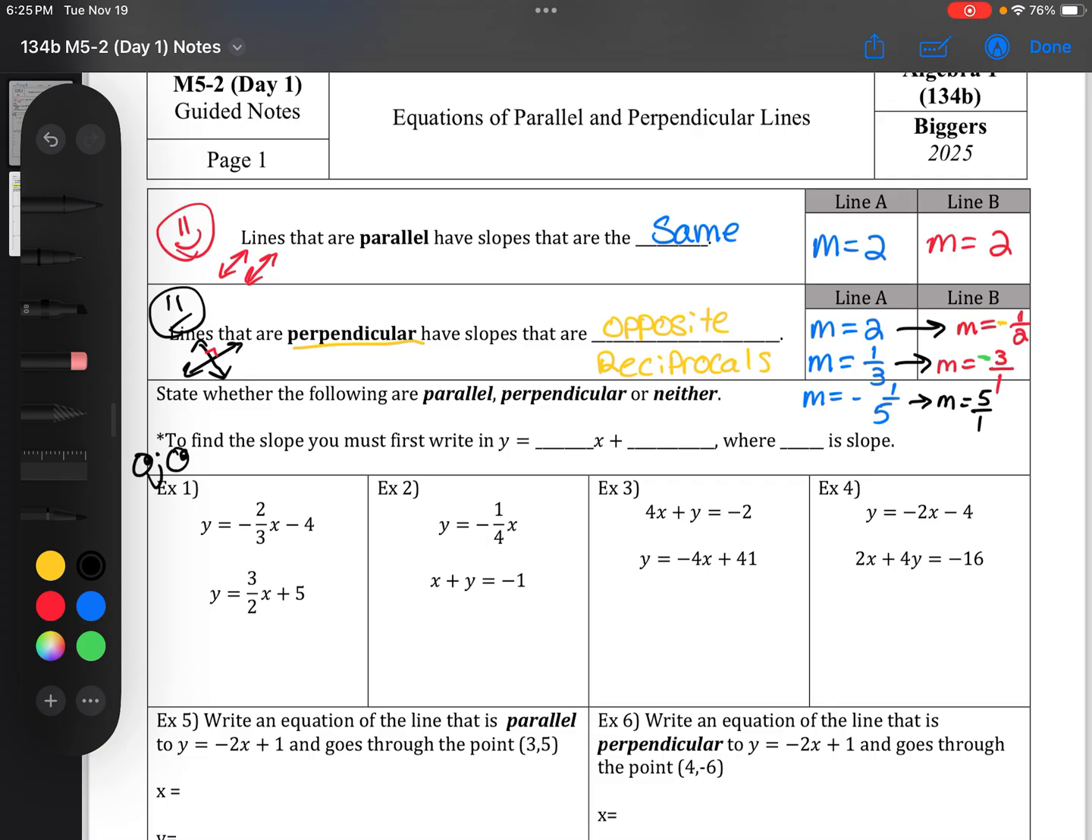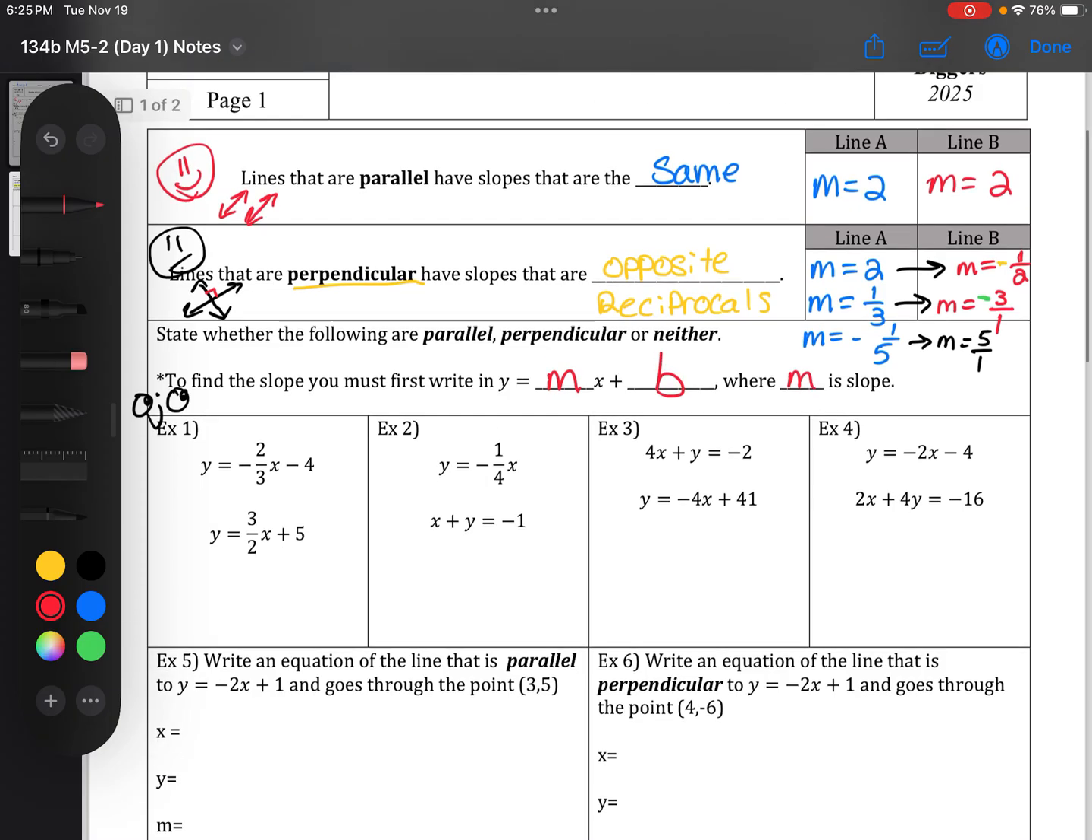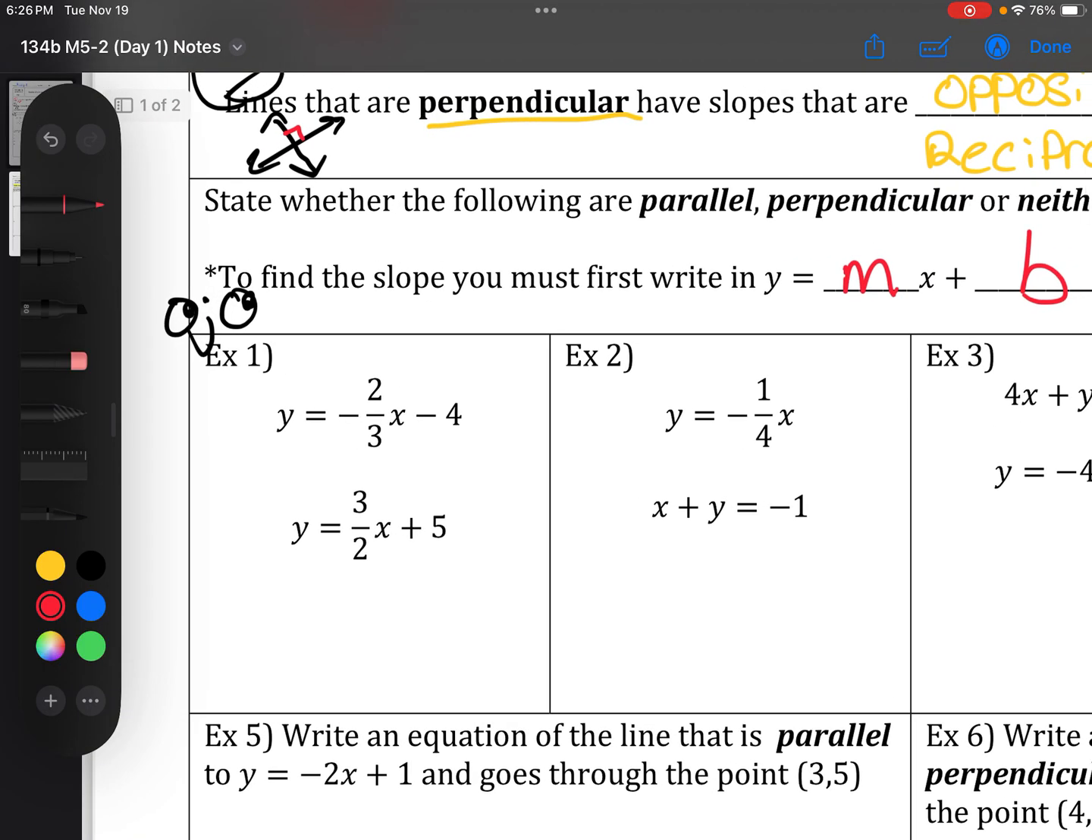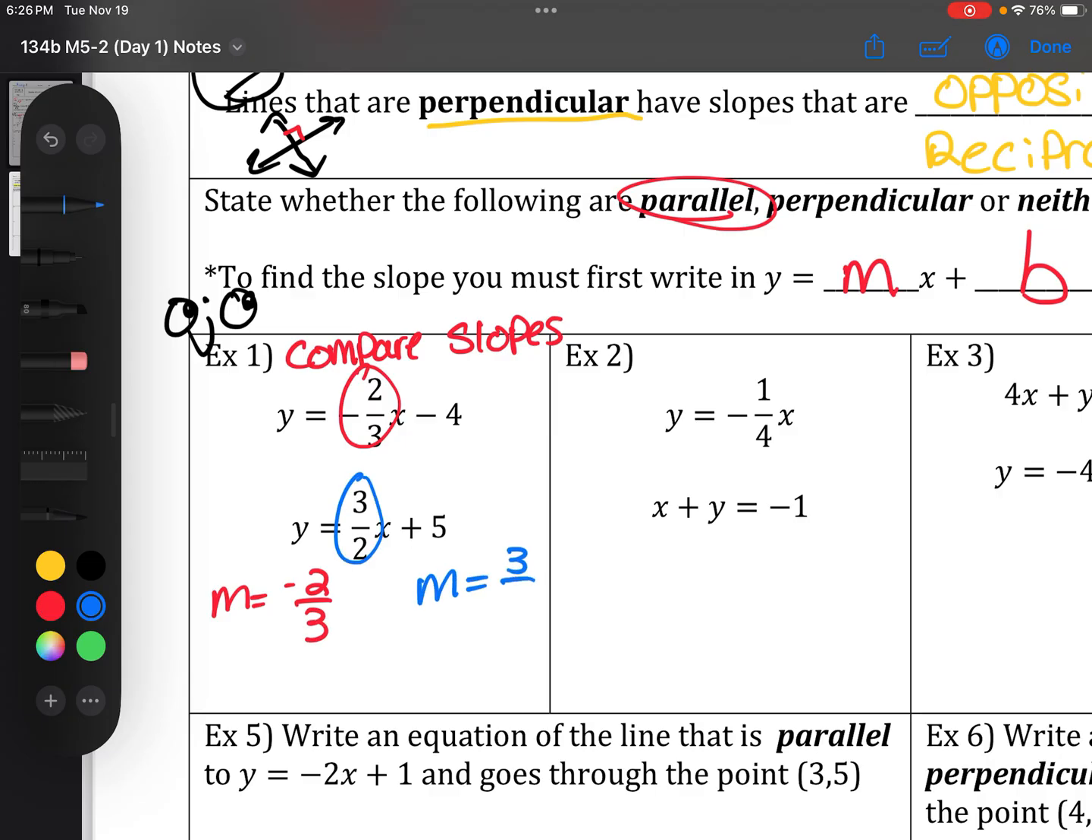To find the slope, you must first write it in slope-intercept form, which we all know is y equals mx plus b, where m is always going to be our slope. So if we look at example 1, both of them are already written in y equals mx plus b. To figure out if they're parallel, perpendicular, or neither, we need to compare their slopes. The first line has a slope of negative 2/3 because that's the number in front of the x. The second line has a slope of 3/2.